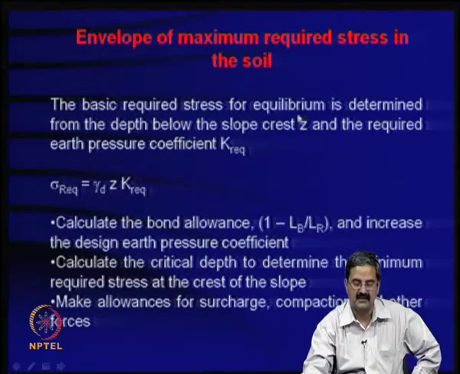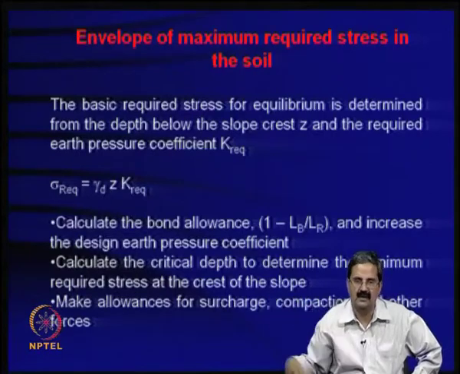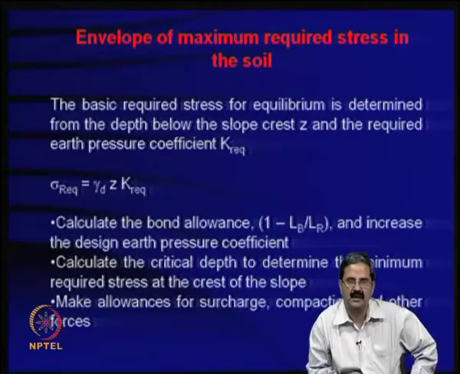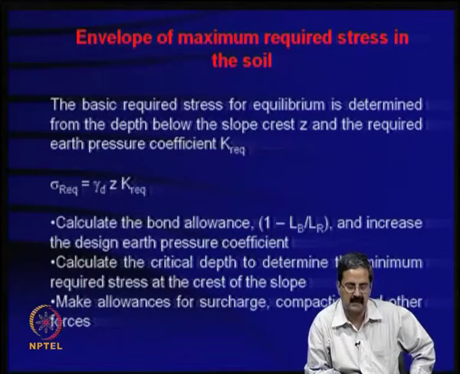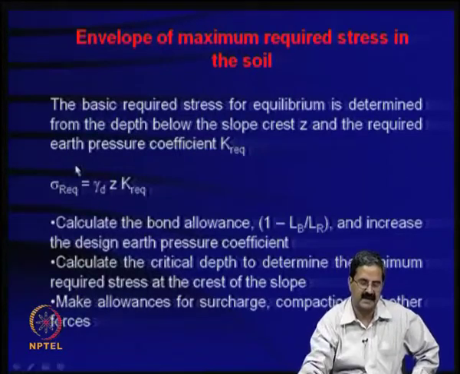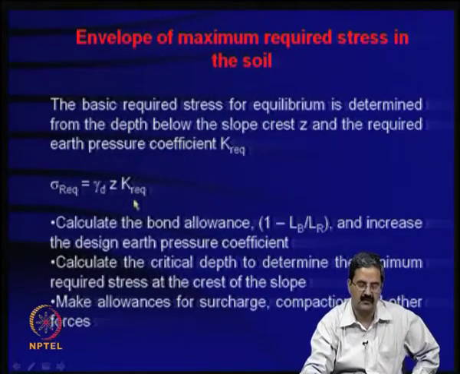The basic required stress for equilibrium is determined from the depth Z, and it is of the Ka gamma H type, where sigma required equals gamma D into Z into K required. D denotes design. As I mentioned, you may have a number of density values from the backfill, and you should choose one number as the basis for design. That we call gamma D. Z is any depth and K is the required coefficient. So, at any depth the required stress is gamma D into Z into K required.